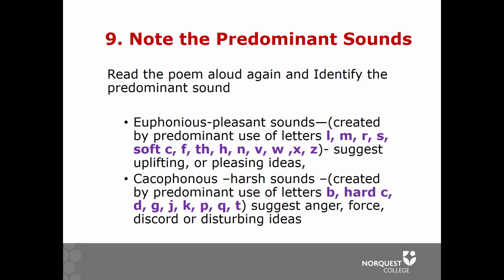Number 9, read the poem aloud again and identify predominant sounds. Euphonious sounds or pleasant sounds are created by the letters L, M, R, S, the soft C. Sounds that don't have to be pushed out of your mouth. They roll off your tongue, and they often suggest uplifting or pleasing ideas. On the other hand, cacophonous sounds, the harsh sounds, are created by predominant use of the letters B and the hard C, the D, the G. These are sounds that have to be pushed out of your mouth. They're harder sounds, and they suggest anger, force, discord, or disturbing ideas.